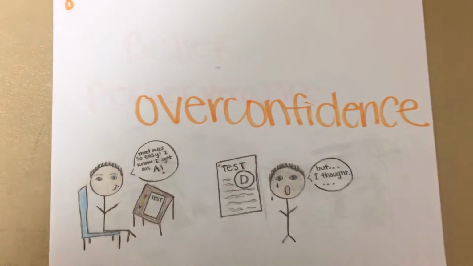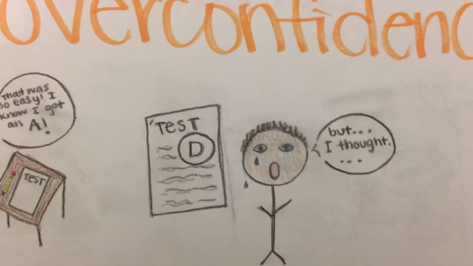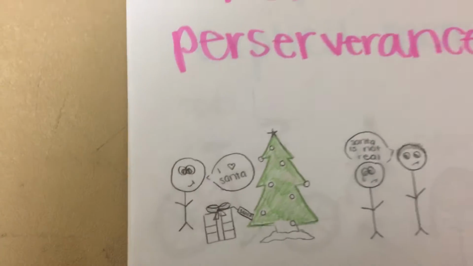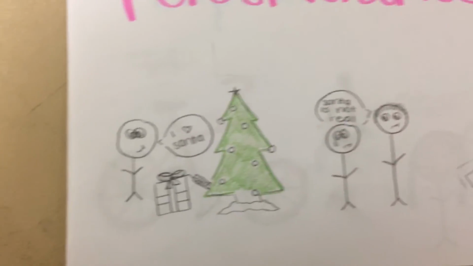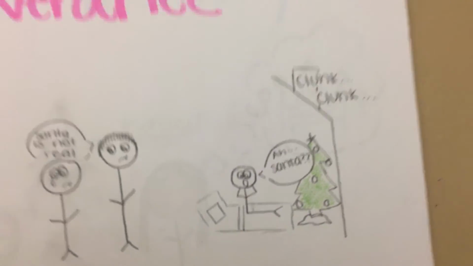Overconfidence. Overconfidence is the tendency to be more confident than correct, to overestimate the accuracy of your beliefs and judgments. Belief perseverance. Belief perseverance is the tendency to cling to one's initial beliefs even after receiving new information that contradicts or disconfirms the basis of that belief.